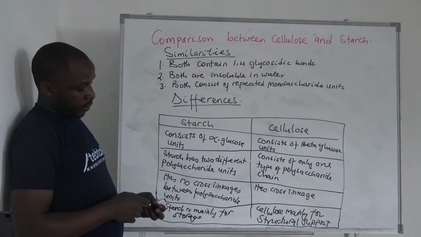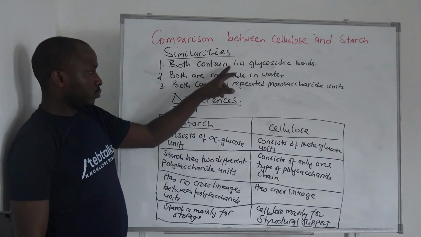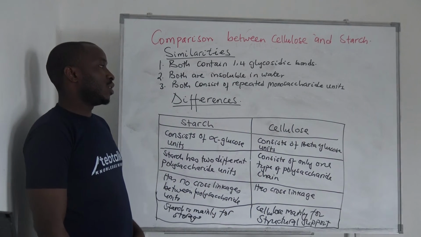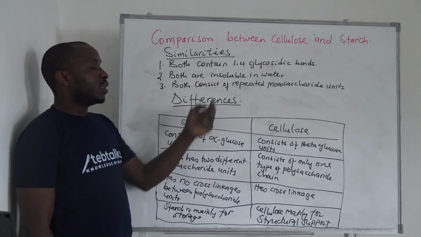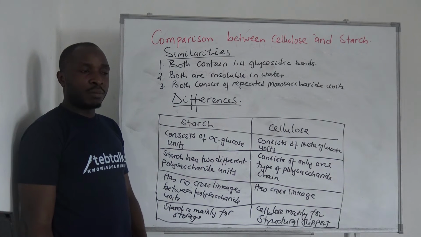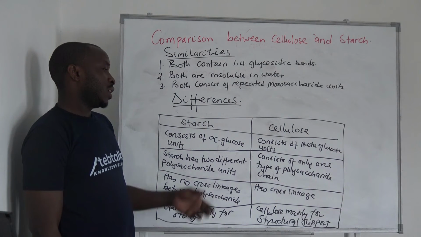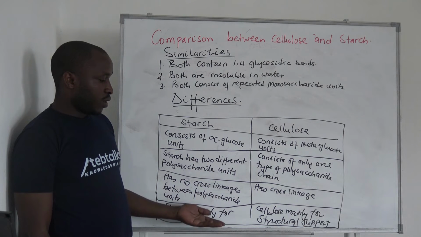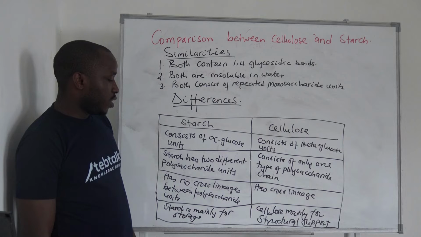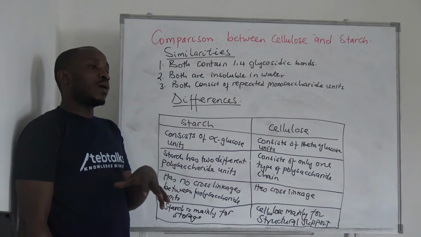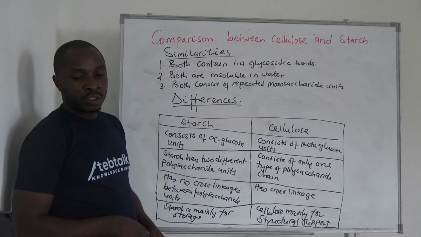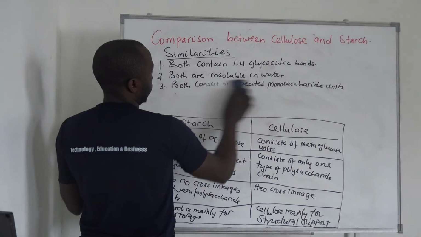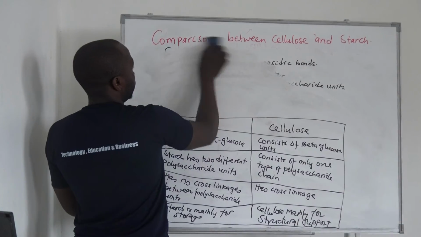So briefly, the kind of bond can help us distinguish these molecules, the kind of monosaccharide units, and we can even include the branches and whatever in our comparisons. That is starch compared to cellulose.